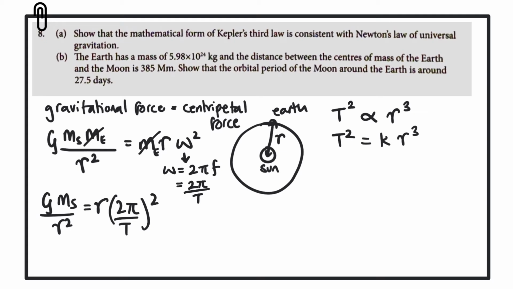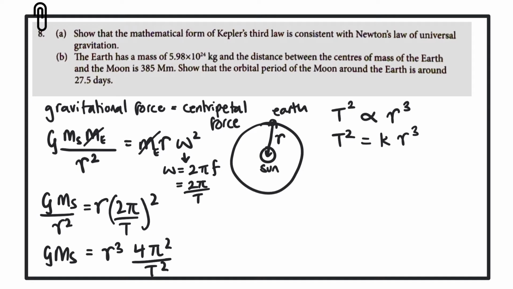Now the next step here would be to multiply out those brackets. I'm also going to bring up the r squared from the left hand side. It's on the bottom, so I'm going to bring it over to the right hand side so that it becomes a multiply. So we have G Ms is equal to r cubed multiplied by 4 pi squared over T squared.